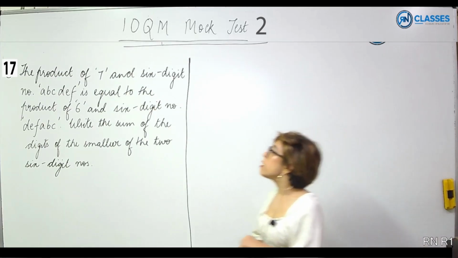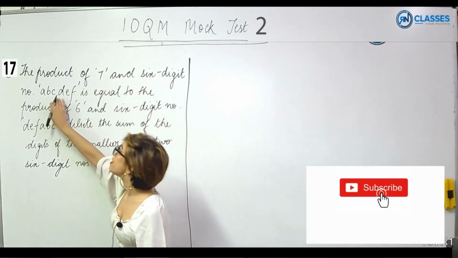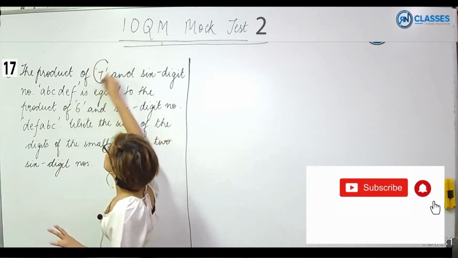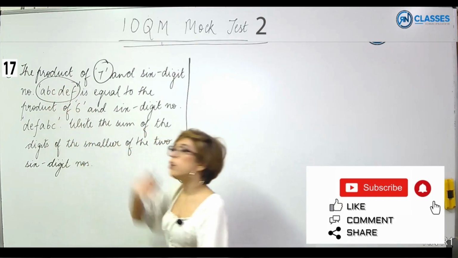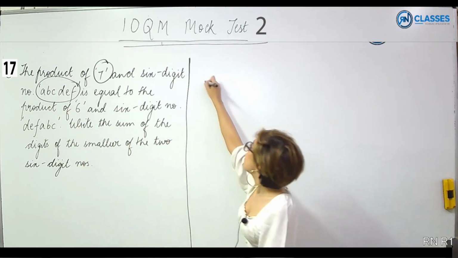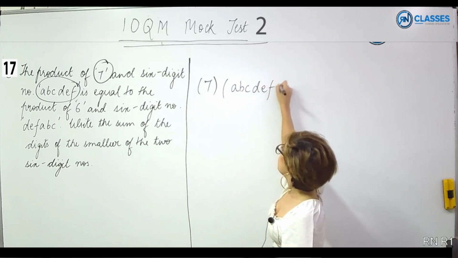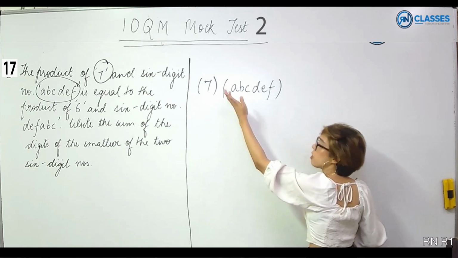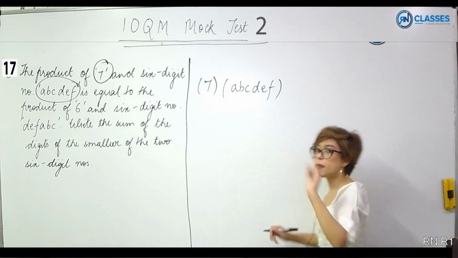Now, he says the product of 7 and the 6-digit number A, B, C, D, E, F. So he is talking about the product of 2 quantities. One quantity is 7, and the other quantity is the 6-digit number A, B, C, D, E, F. 7 into A, B, C, D, E, F. Obviously I can see this is the first digit, second, third, fourth, fifth, sixth, or if you want to start from here, same thing.